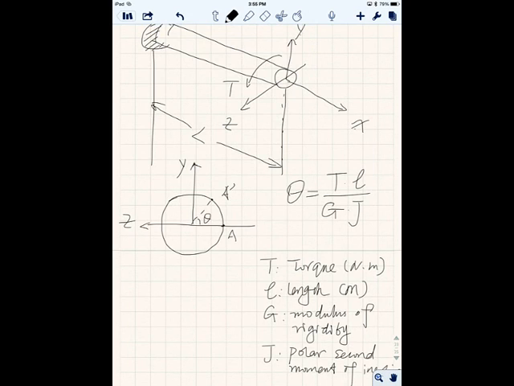And G, the modulus of rigidity, is very similar to Young's modulus. If this thing is made of rubber band, it's easy to bend. If this thing is made of stainless steel, of course, it's harder to bend, right? And the same thing, it's hard to twist. Another thing is J, which is a function of the geometry. The bigger the diameter it is, of course, it's harder, right?